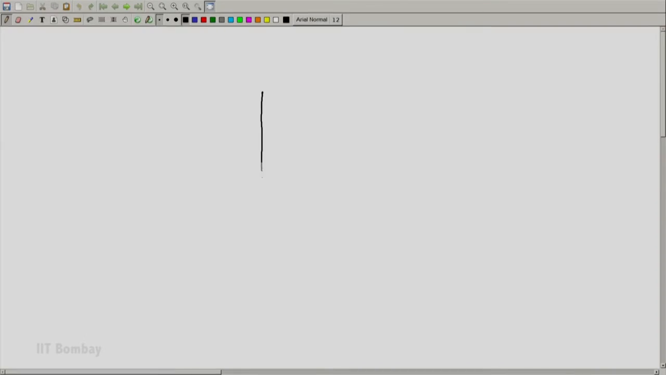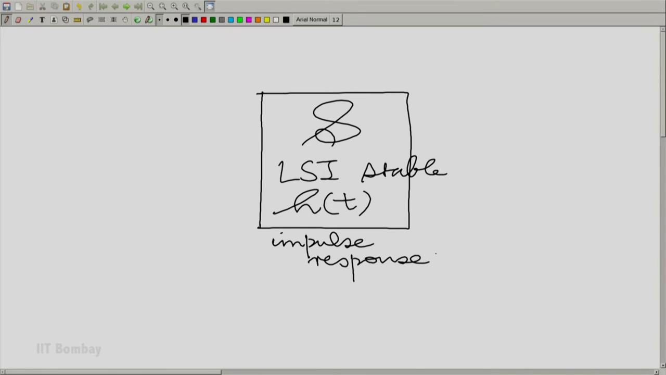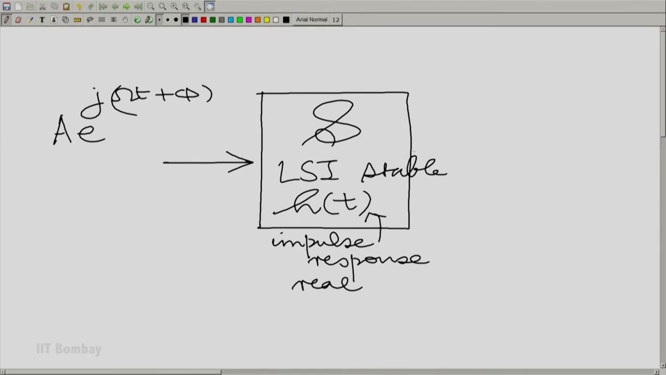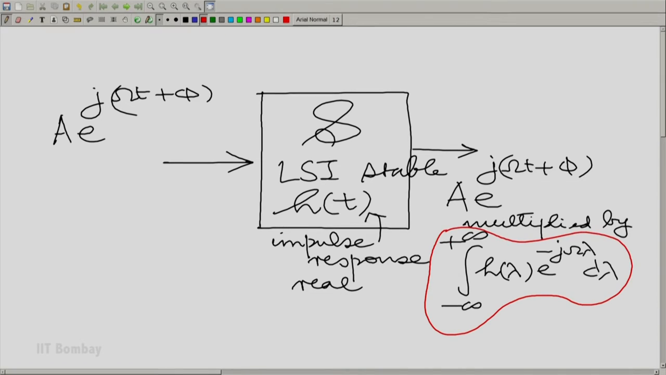Let us quickly recapitulate. So, we said that I have this stable linear shift invariant system S, impulse response h(t), which is real. Well, that makes sense because most physical systems would have a real impulse response. When we give it A e raised to the power j(omega t plus phi), what we get is A e raised to the power j(omega t plus phi) multiplied by, and we recognize that this is essentially a constant independent of time. It's a constant that depends on h and depends on omega, but otherwise it is independent of t. That is what I meant by constant.